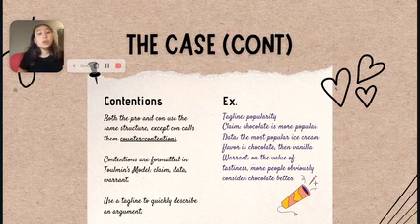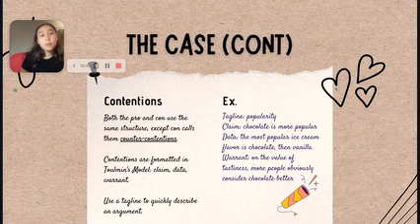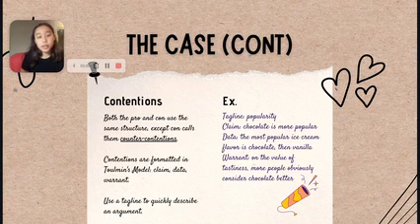All right, so both sides will introduce arguments, obviously, and these arguments are called contentions. Now, both pro and con use the same structure. However, if you're on the con, contentions are called counter contentions because they're on the con case. Now, contentions are formatted in Toulmin's model, which sounds a lot fancier than it actually is. Toulmin's model is just claim, data, and warrant.